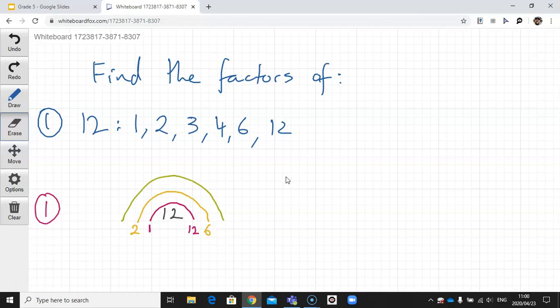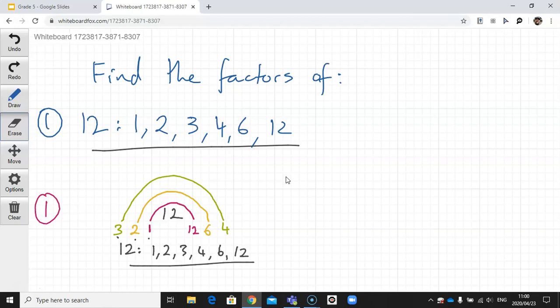Three fitted in. 3 times what gave me 12? 3 times 4 gave me 12. And that is actually all of them. So then afterwards I would write it underneath. 12 has 1, 2, 3, 4, 6, 12. And there we go. You've got the same answer there as you do there.